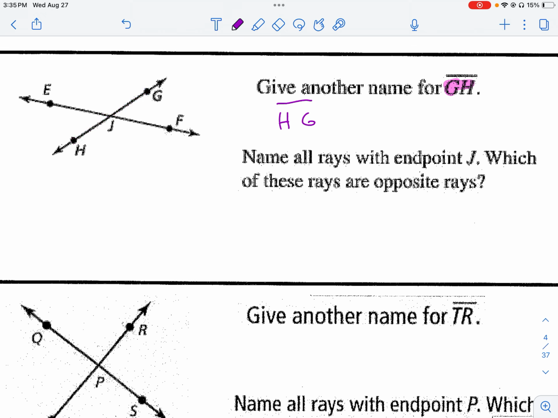So let's name all the rays with endpoint J and see which one of these rays are opposite rays. Well, we start with the endpoint, so J is going to go first. Let's just go around the horn. So we get ray JG, we get ray JF, we get ray JH, and then we get ray JE.